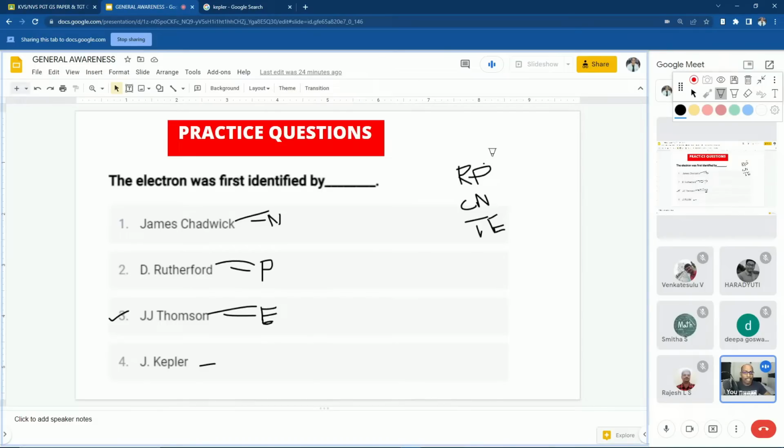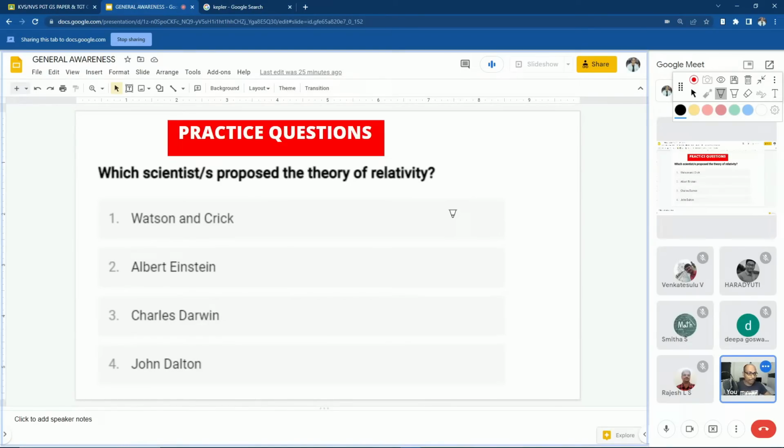So when the question is proton, I'll remember R. If the question is neutron, then C. If the question is electron, then it is JJ. Somehow we have to remember the facts so that we can identify the information. Whether you know the full name or not, if you prepare these kinds of acronyms as tips and techniques, you will find the answer. Right? Let's go to the next question.